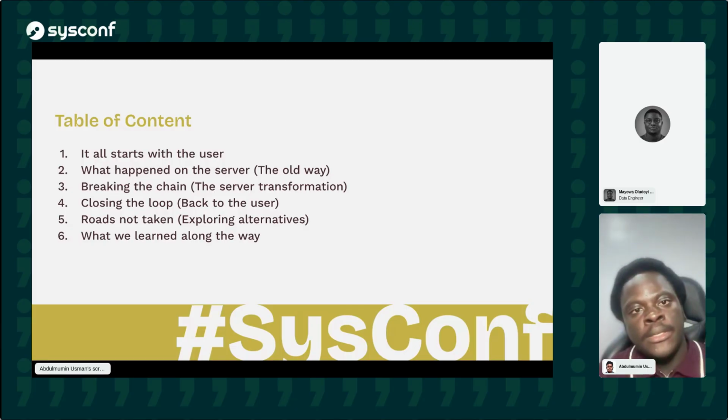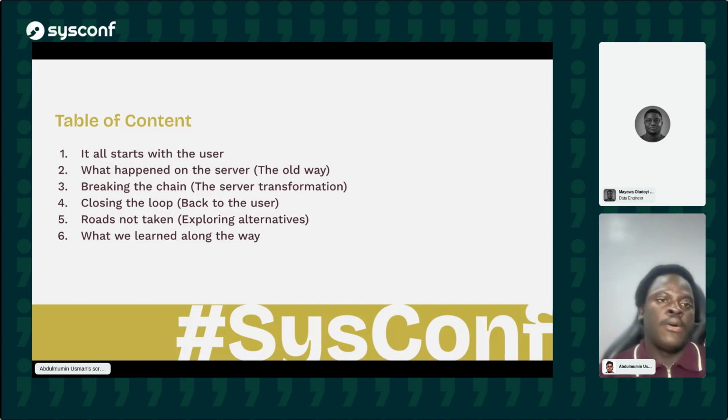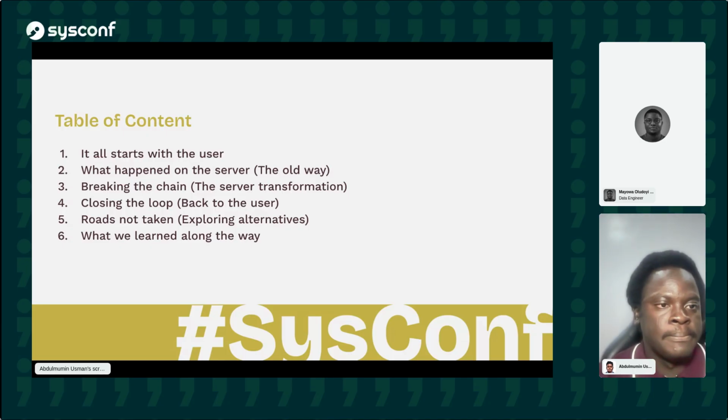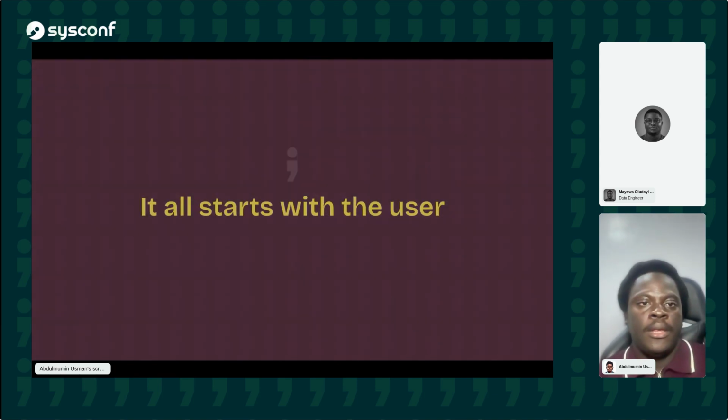So I'll take us on the journey of how this surfaced from a user problem, how it was implemented, breaking the chain, then closing the loop. We're going to take a journey from the client, go to the server, then back to the client. Then we will discuss roads not taken, like alternatives. All right, so it all starts with the user.